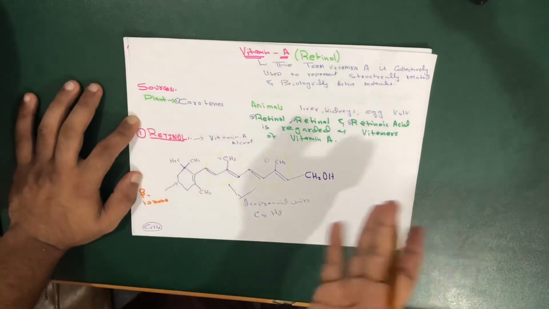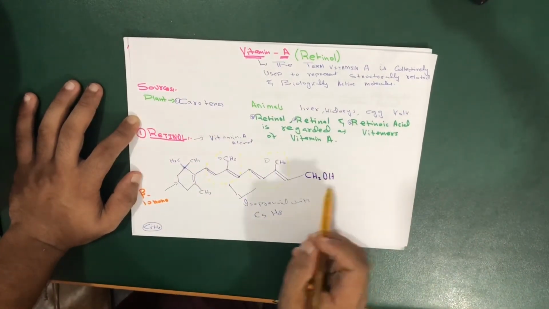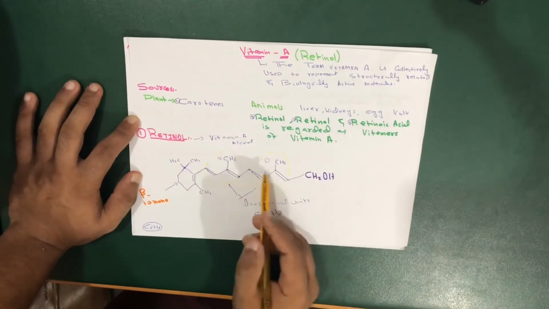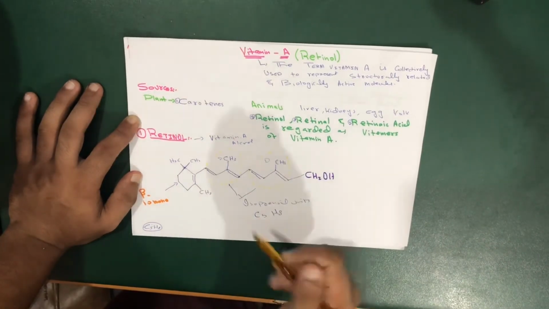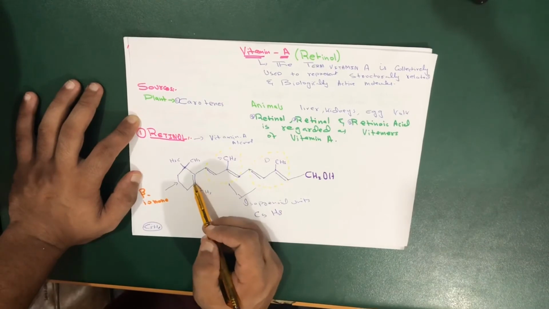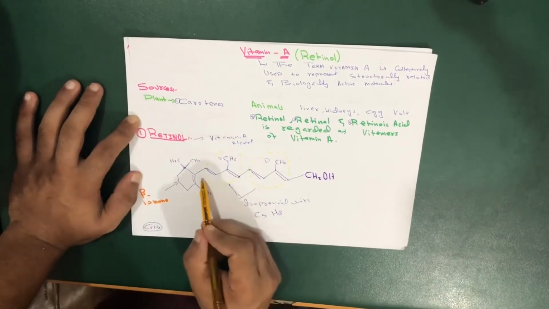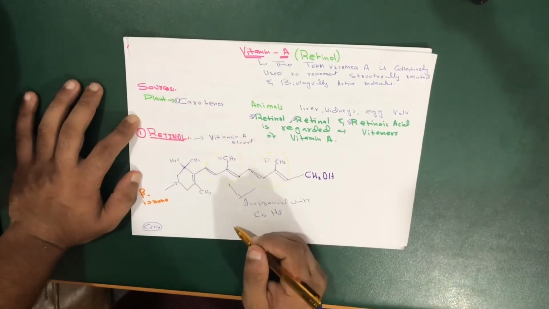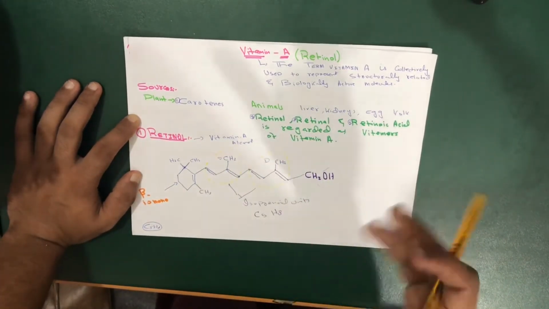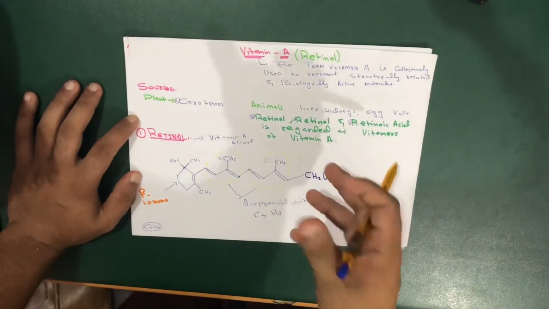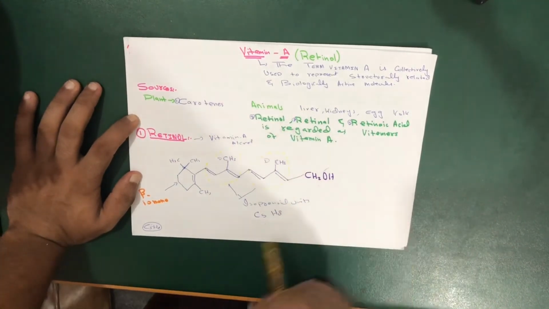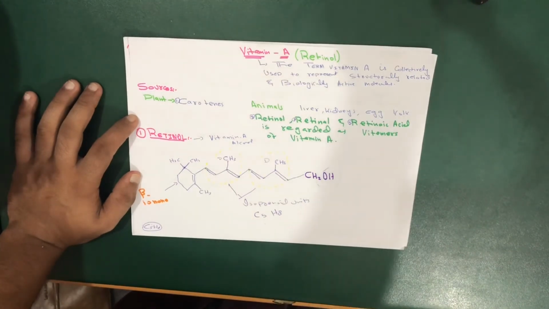Again, repeating the definition: retinol is a primary alcohol having a beta ionone ring and a side chain. This side chain has 2 isoprene units forming 4 double bonds. If you see the whole structure, there are 4 double bonds: 1, 2, 3, 4. We're not including this double bond because it is in the ring. So we are putting the ring away, and we are discussing these 4 double bonds and 1 hydroxyl group. This is the basic definition of retinol in the sense of its structure, which is also called vitamin A alcohol.